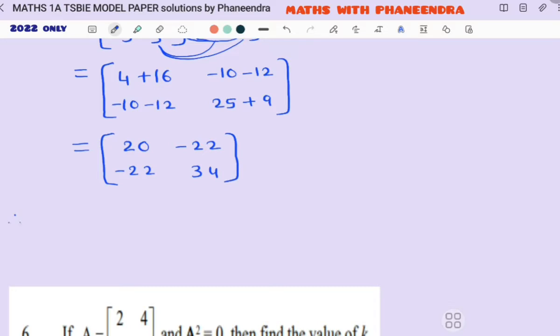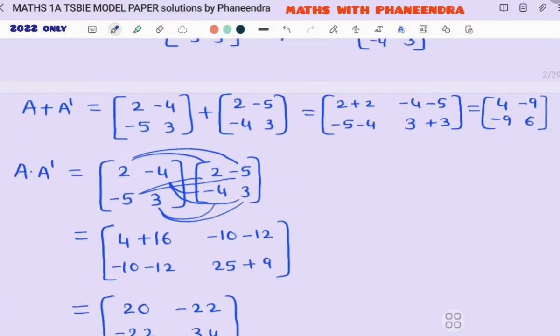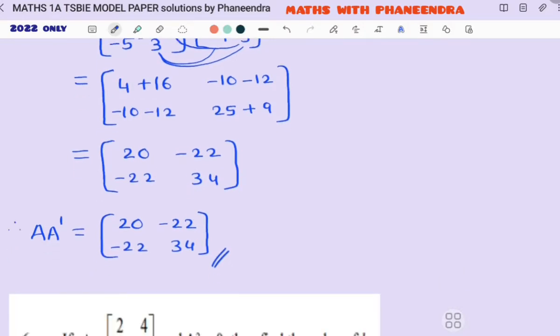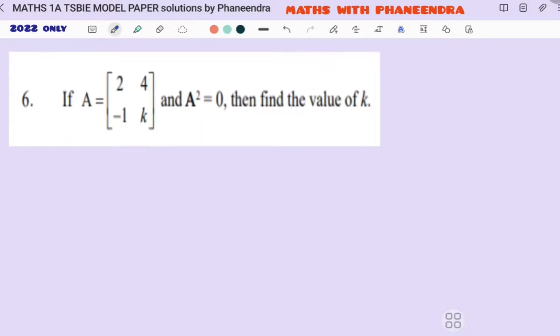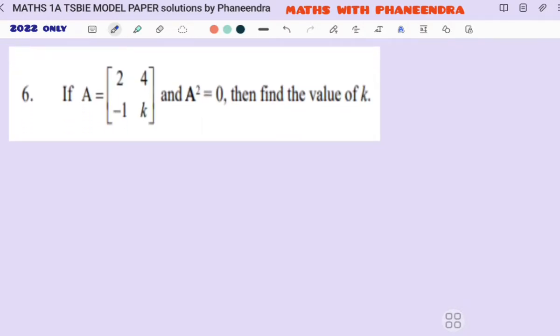Therefore A A dash is equal to [20, minus 22; minus 22, 34], and A plus A dash is already here over. I hope you understand it, students. We'll move on to question number 6.